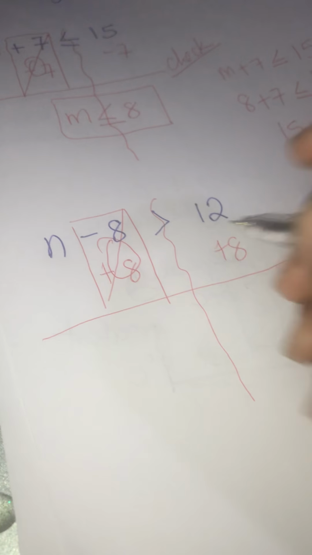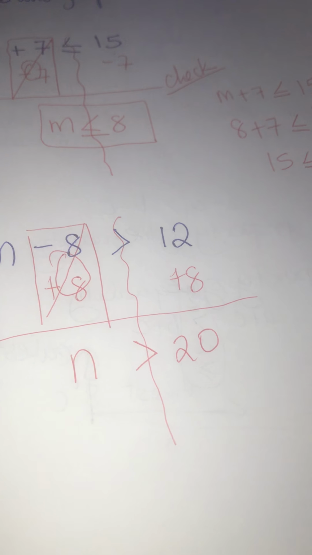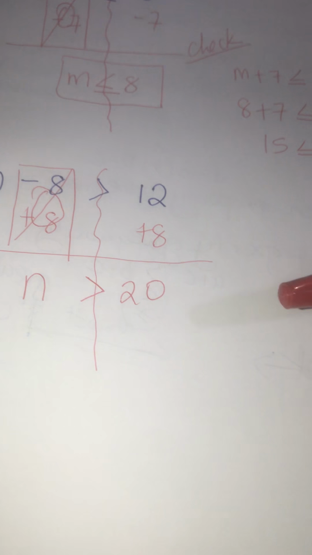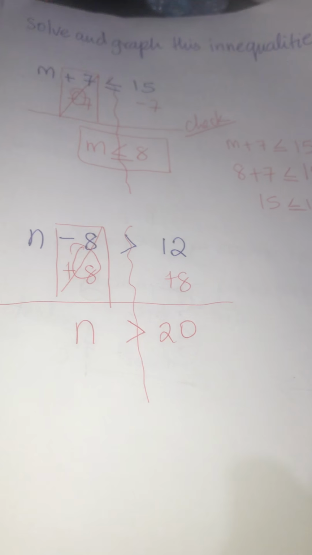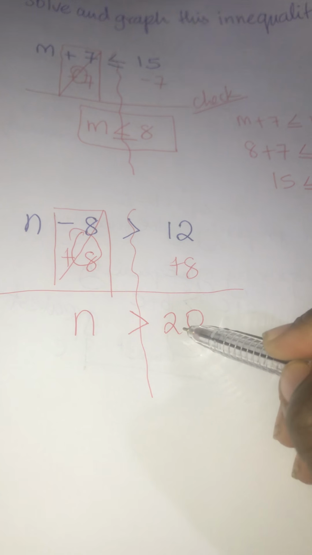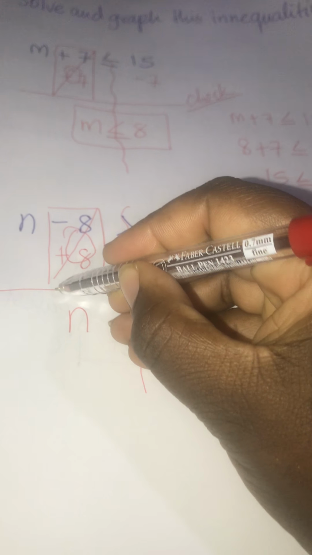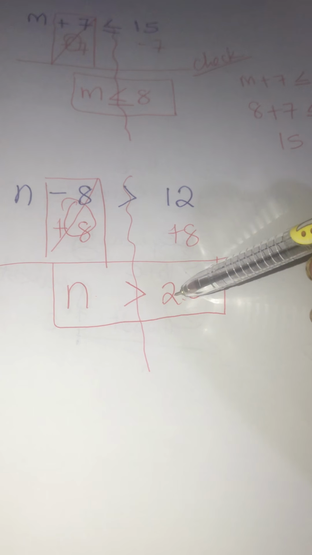This becomes 0. N is this, and this is 20. Now, so we do our work. So that means we cannot use 20. Even this is our solution. When checking, we can't use 20 because n has to be greater than 20.